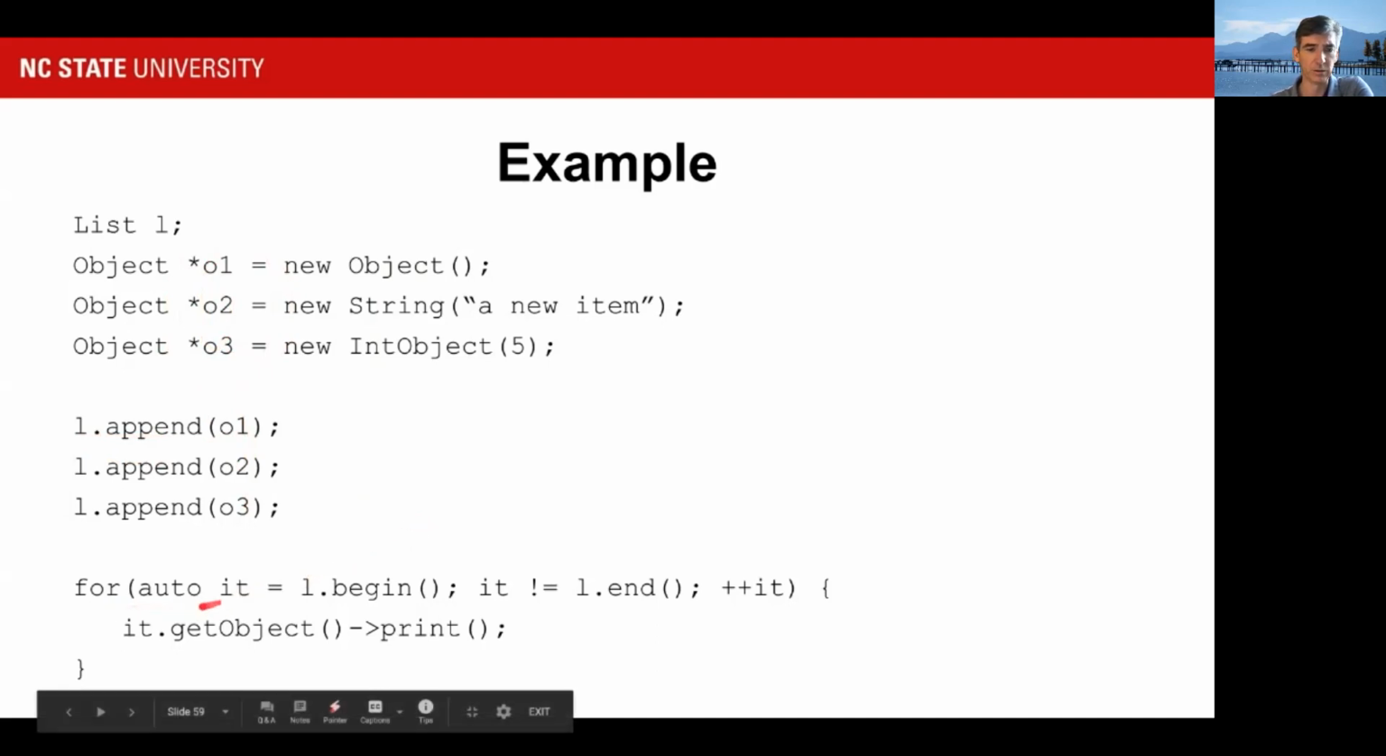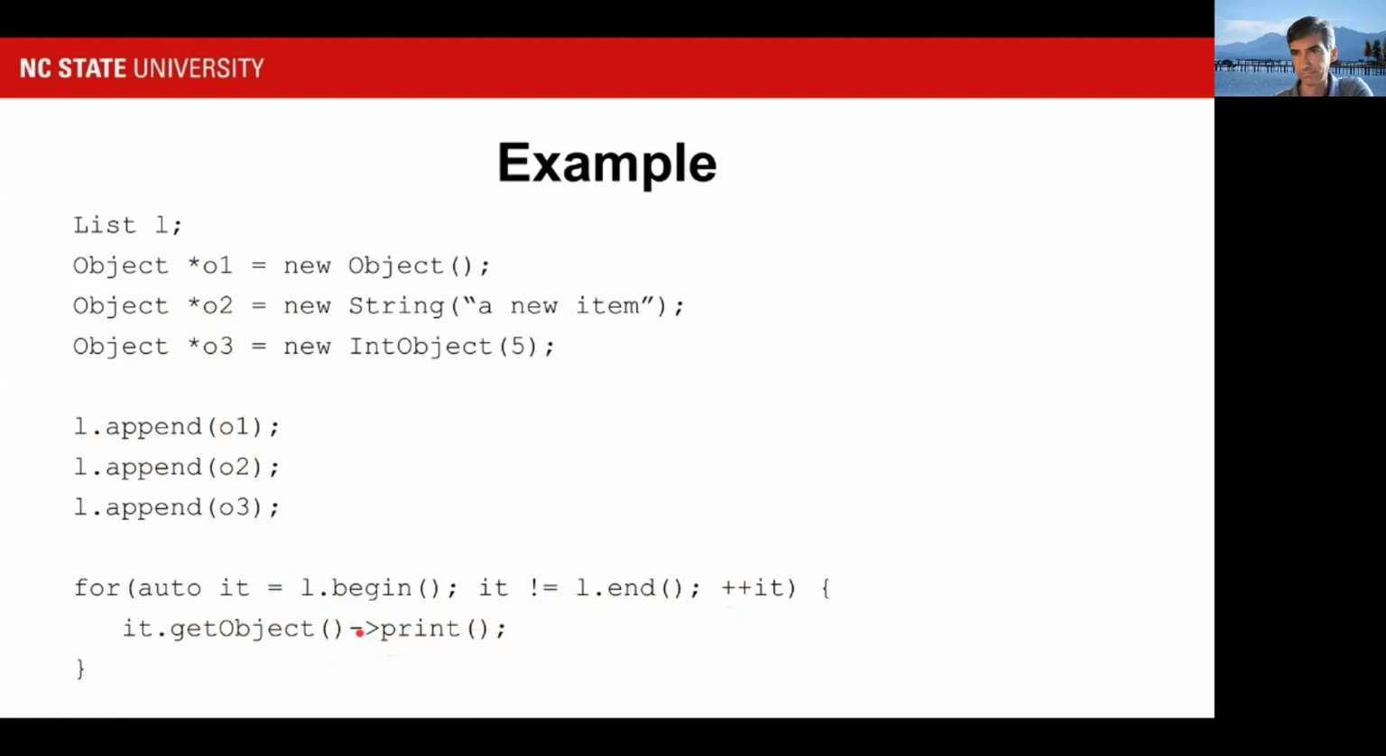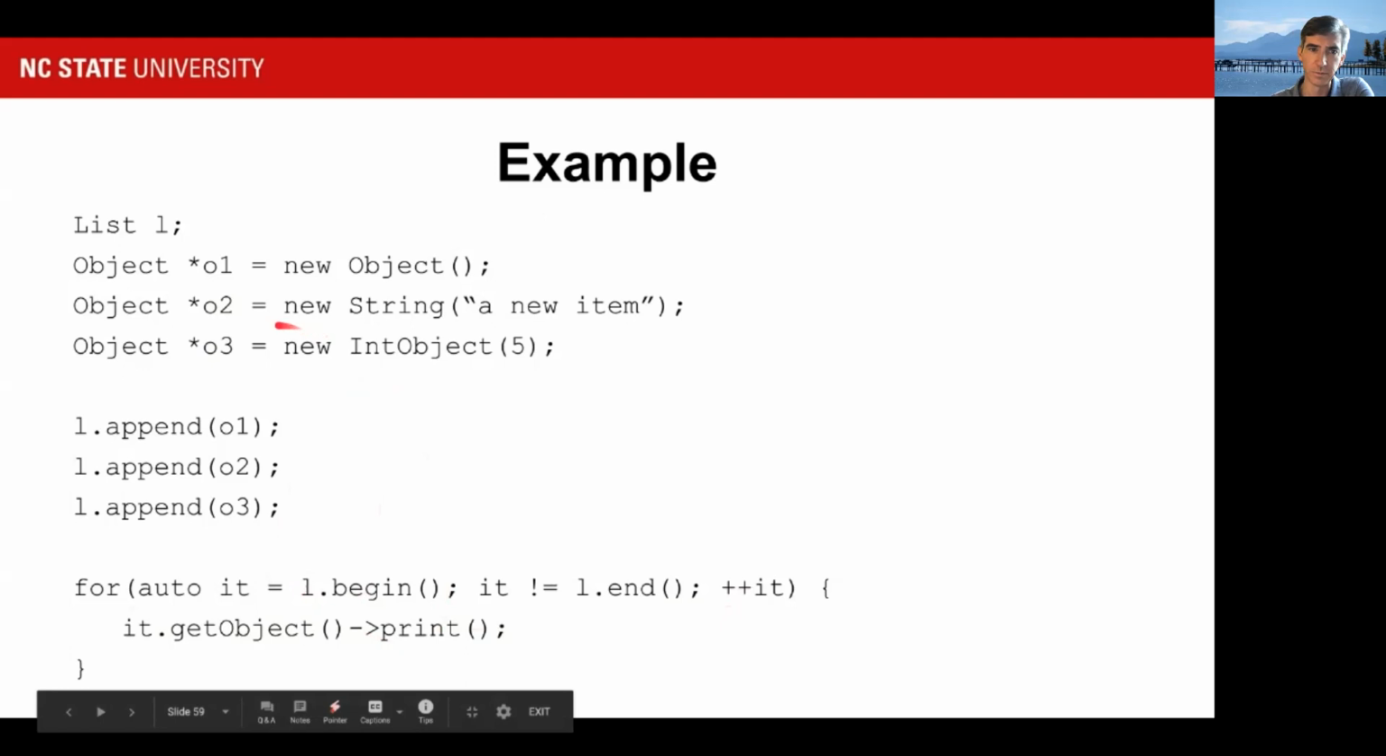And then using my handy iterator class, I write a little for loop that starts at the beginning of the list, loops until the end of the list, and increments the iterator each time. I get the object and then I print it. Pretty simple code. Because the object is a pointer, when I get the object, I need to use the arrow operator to call its function.